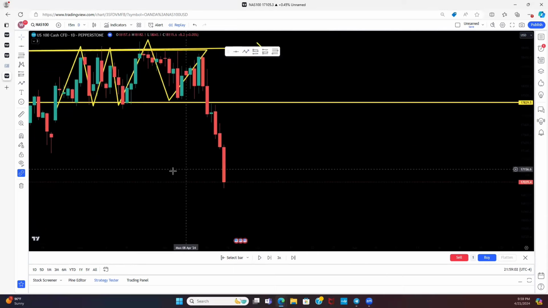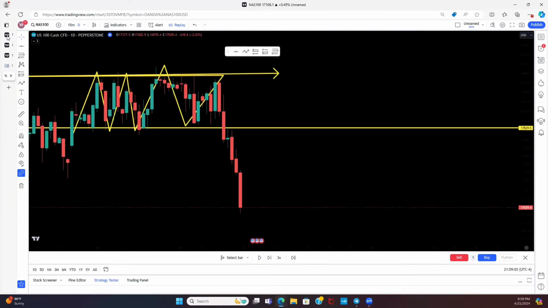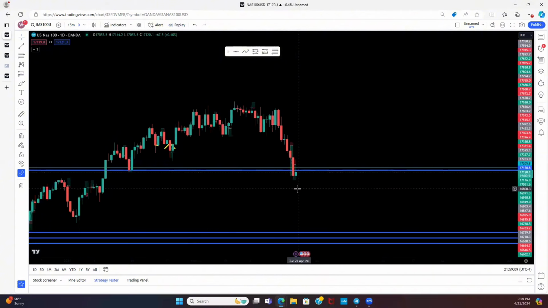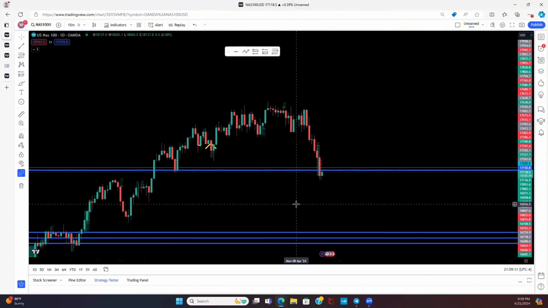Boom, it's that simple, y'all. And then we go to my actual NAS chart. That's exactly what you see here. Price struggled to break this resistance level and we caught that sell to the downside. So it's literally that simple, y'all.